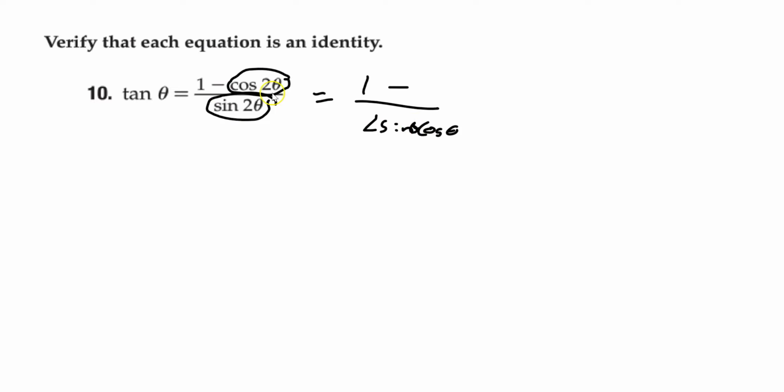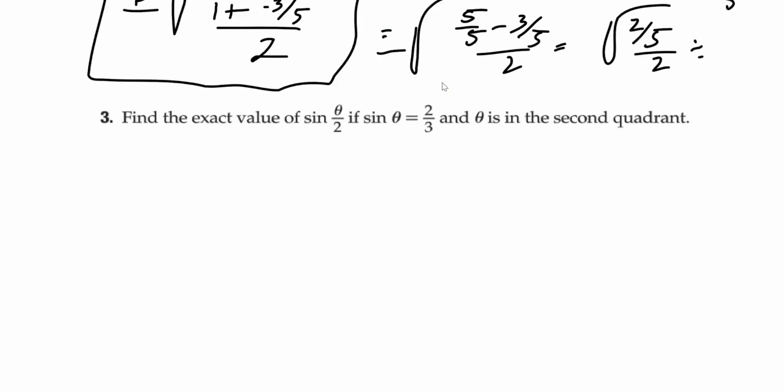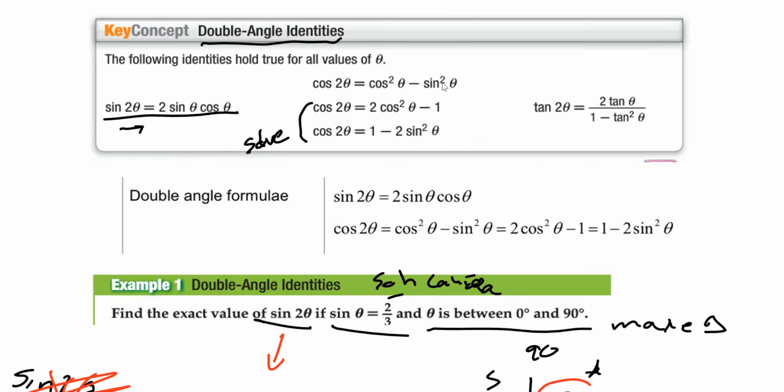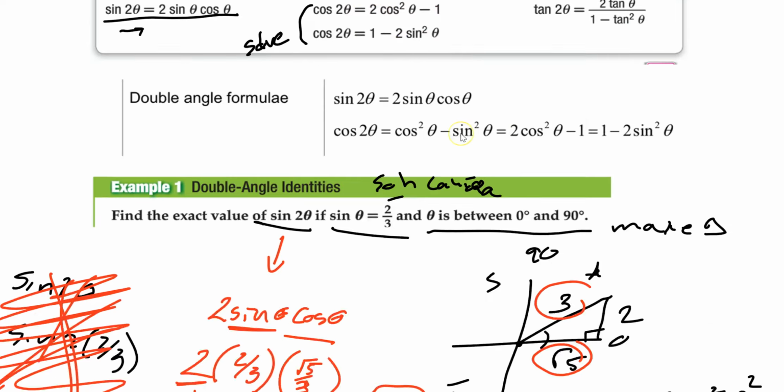Now, cosine 2 theta is actually the hard one because there's 3 things, right? It could be cosine squared minus sine squared. It could be 2 cosine squared minus 1. It could be 1 minus 2 sine squared.